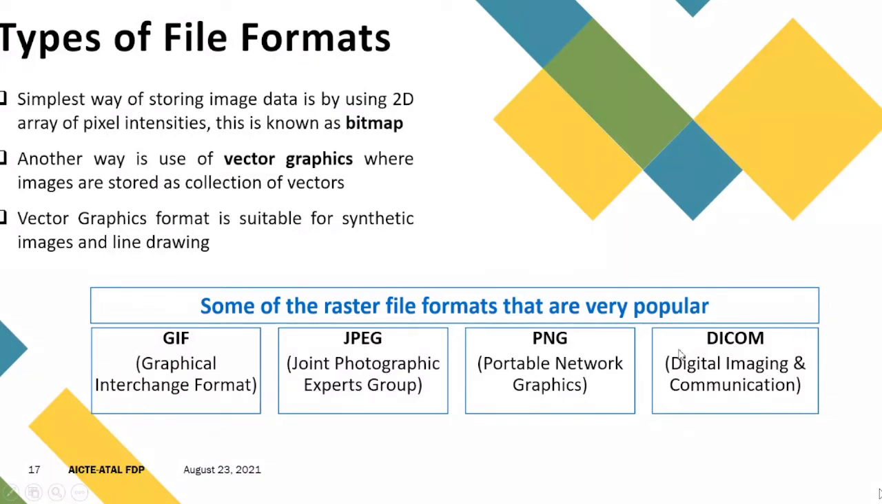DICOM is mainly used in the medical forms. There are other applications also, but in the field of medical, DICOM images. What happens? These DICOM images have the image as well as the metadata. So, image along with metadata. Metadata is what? Suppose an ultrasound or a CT scan of a person is being taken.